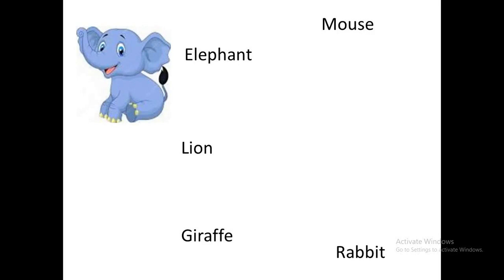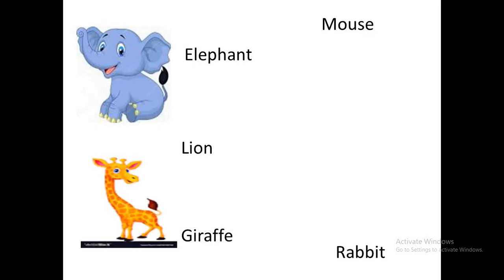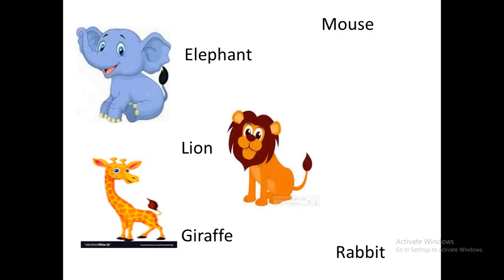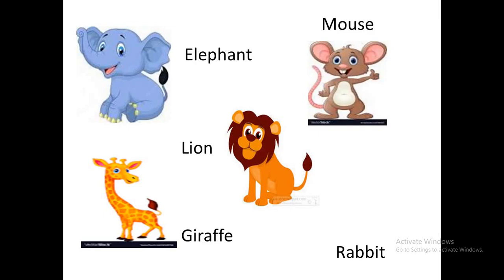Moving ahead, E, F, G. We have a word starting with G. So now we will write giraffe. Continue saying from G, H, I, J, K, L. We have a word starting with L, lion. Continue, L, M. Yes, we have a word starting with M. So we will write mouse.